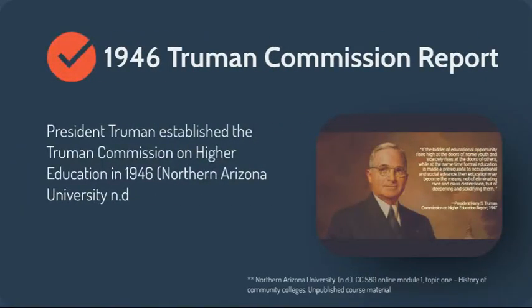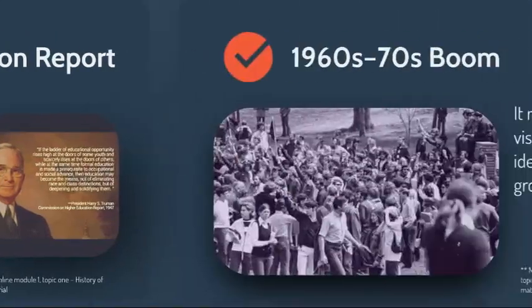The Truman Commission report of 1946 expanded this vision with its call for education for all, creating the foundation for the open door policy. This pushed colleges to serve everyone, not just university bound students. The Commission recommended rebranding junior colleges to community colleges and expanding their mission beyond academic transfers to make it essential to be service oriented in local communities.